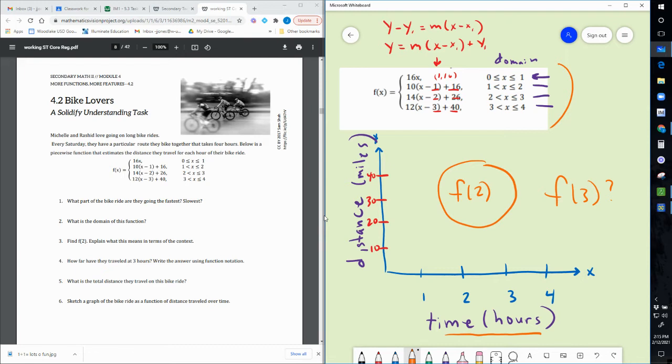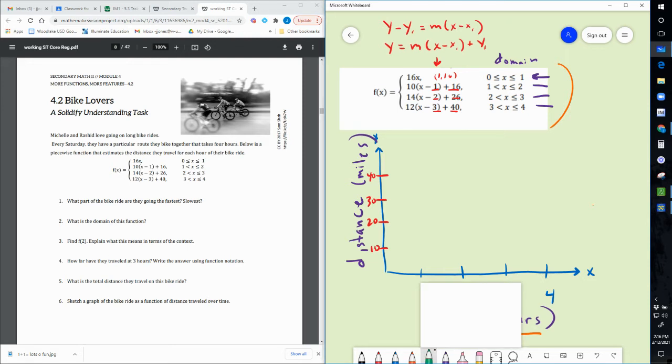Okay, next question. Sketch a graph of the bike ride as a function of the distance traveled over time. So now this is where they want you to sketch, if you can sketch. It's just saying to sketch the graph. So we talked about that earlier. Let's go ahead and get those points in. Maybe you paused it and did it already, but if you got those points, then we should be able to get it here pretty quick. So let's check it out.